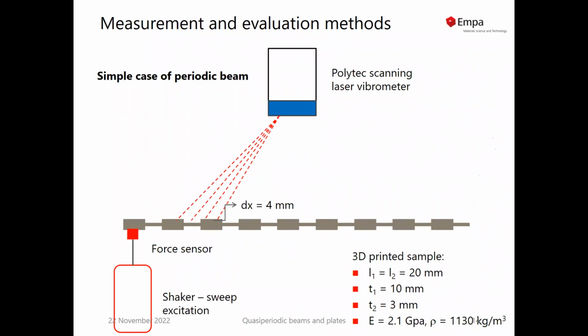I also want to say a little word, because I will use it later for the actual main part of the talk, on which measurement and evaluation methods we're using. Something we demonstrated on a very easy setup, a periodic beam, which is very well described in literature. You can calculate it analytically. So a beam with a periodic thickness profile, excited here on the left with a shaker measuring the force, and then we scan the vibration velocity along the length of the beam with a scanning laser vibrometer.